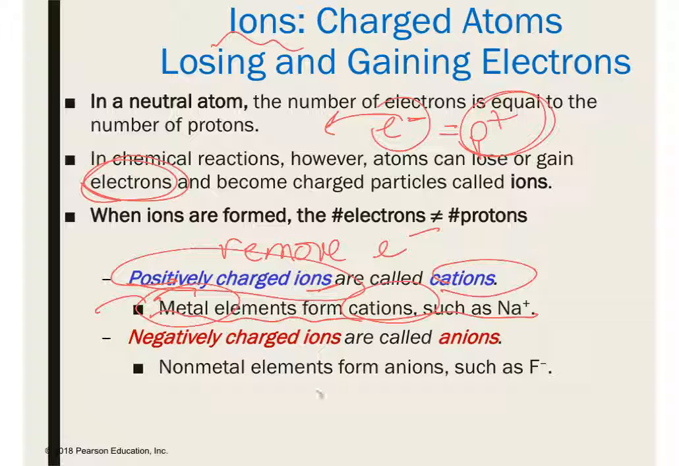Now, if you add electrons to an atom, you're adding negative charge. So what you're going to form is a negatively charged ion called an anion. And the nonmetals, which are located on the right of the periodic table, tend to form anions.